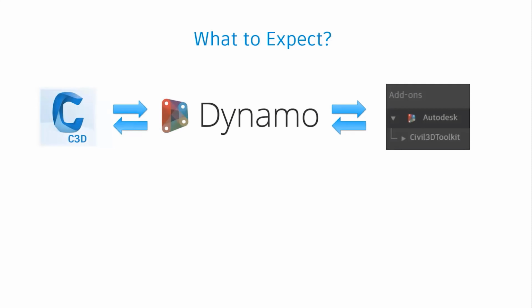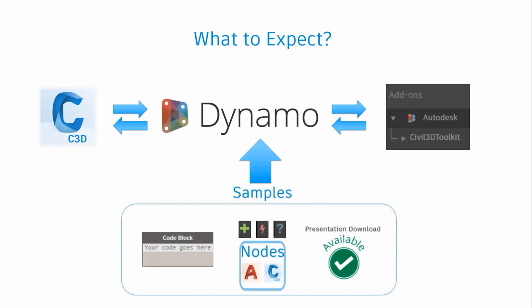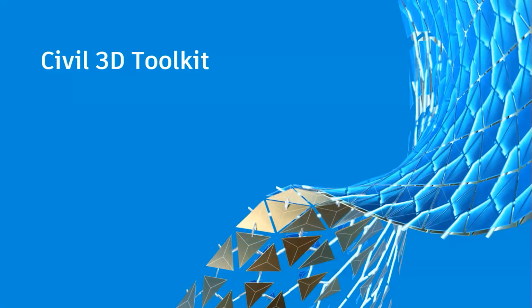So what to expect? We're going to focus on Civil 3D, Dynamo, and Civil 3D Toolkit. I'm going to provide lots of samples that focus on AutoCAD and Civil 3D nodes. The dataset and presentation will be available for you to download. And now let's focus on Civil 3D Toolkit.